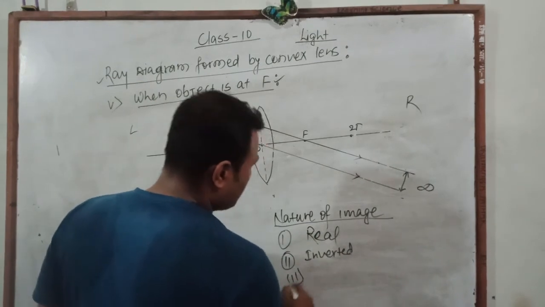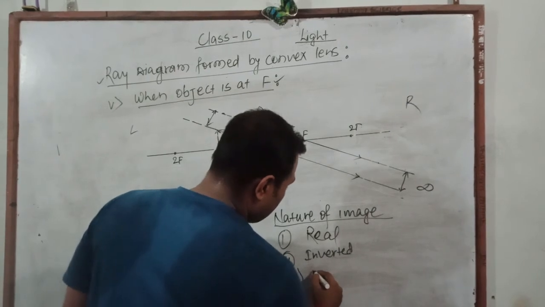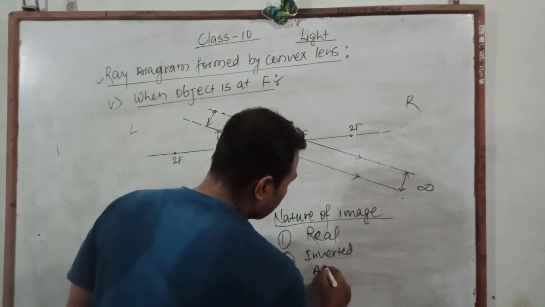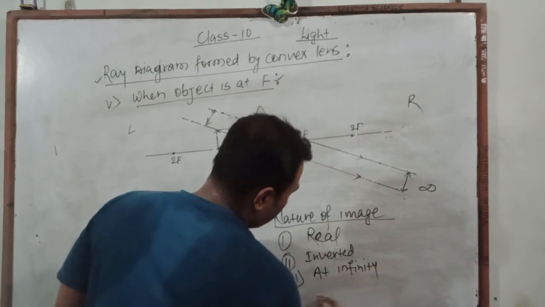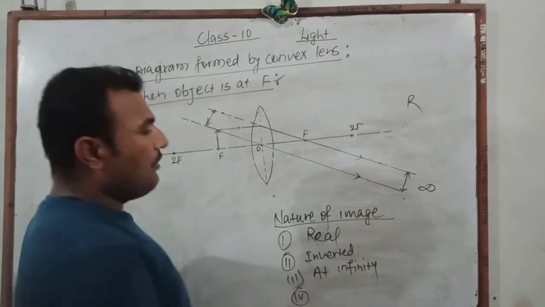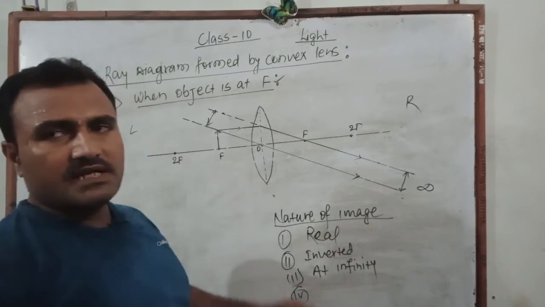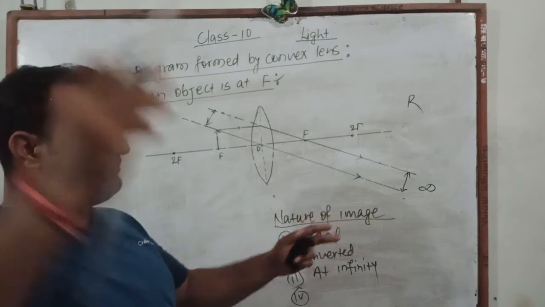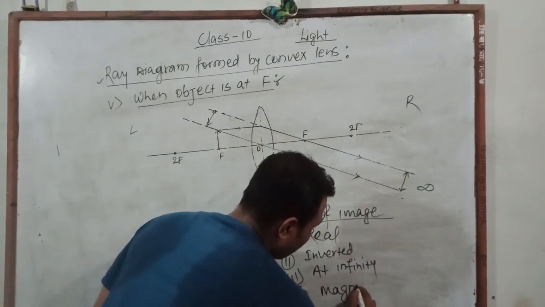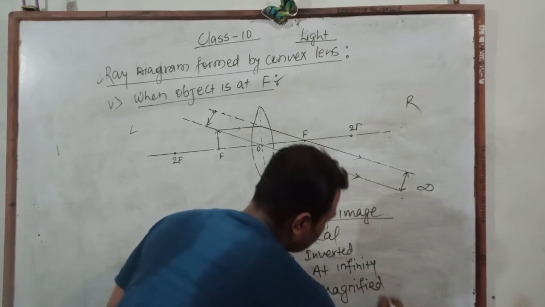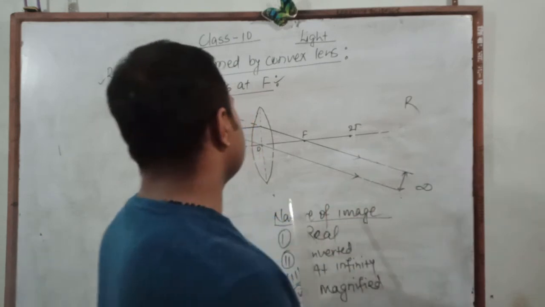That is the third condition. Infinity can't be measured as the actual distance of your image. Here we write: at infinity the image is formed. And fourth, how big is the image? We found that when the object comes closer, then the image gets magnified. When the object comes closer to the convex lens, then a magnified image is formed.